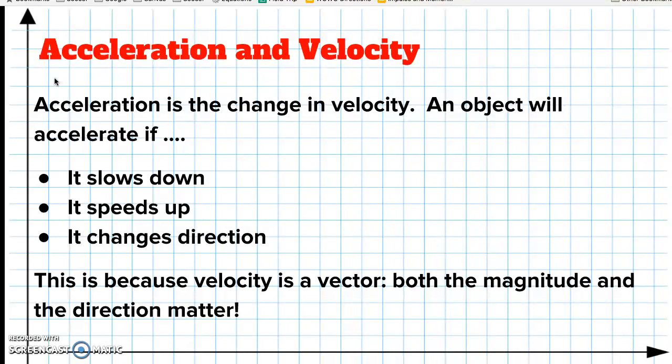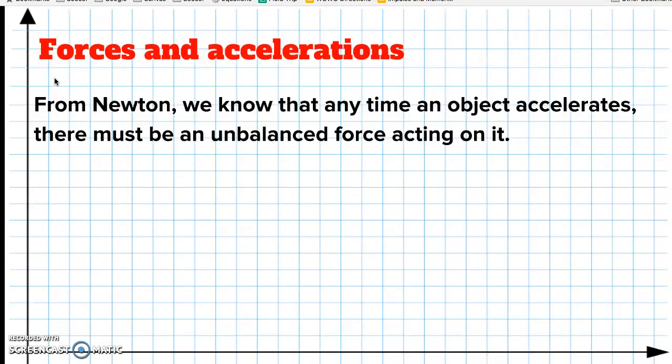And this is because velocity, of course, is a vector. Both the magnitude and the direction matter, so changing either one of those will cause an acceleration. Now, as we know from Newton, if an object accelerates, there must be an unbalanced force that's acting on it. If there's no unbalanced forces acting on an object, then it cannot accelerate. Objects in motion remain in motion in a straight line unless there's an outside force. So if an object slows down or speeds up or changes directions, we know there must be a force acting on it.